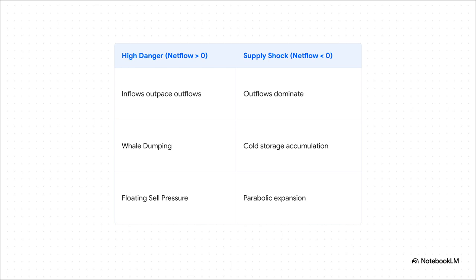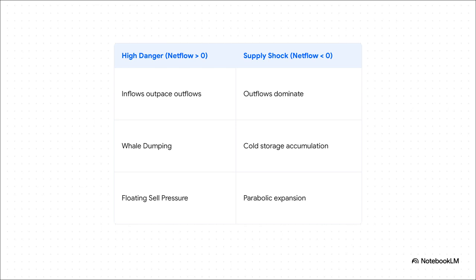Exactly, Ibrahim. But let's flip that over to the supply shock scenario. This is your extreme bullish setup. A highly negative net flow, less than zero, means outflows are completely dominating the grid. Massive structural blocks of supply are just fleeing the exchanges, disappearing into cold storage vaults. This points to serious, long-term institutional accumulation.